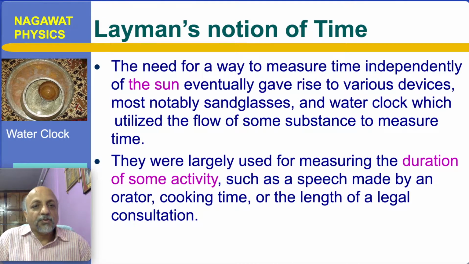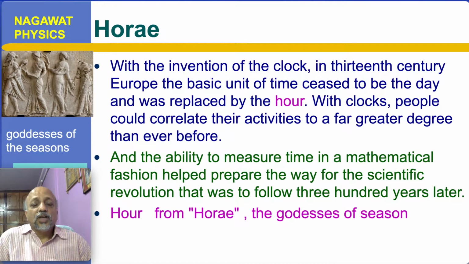But the new concept of the hour is due to the invention of the clock in 13th century Europe, and the hour was chosen as a basic unit of time in honor of the goddess of seasons, Hore. The goddess of seasons keeps on changing, and so the early realization of the importance of understanding time was in terms of cyclic time, or the change of season. The present term which we use in the clock is hour.